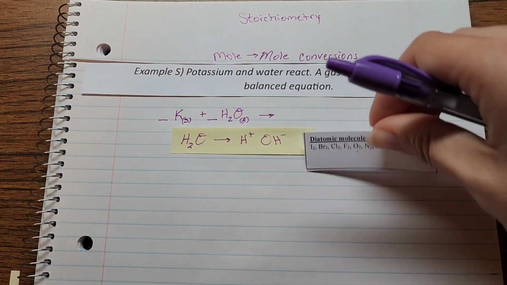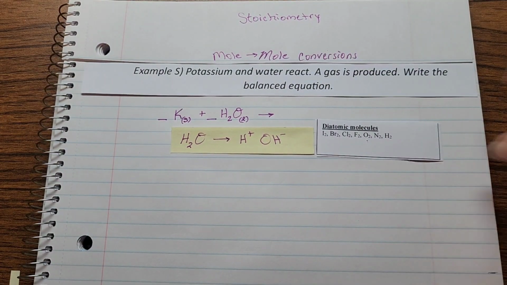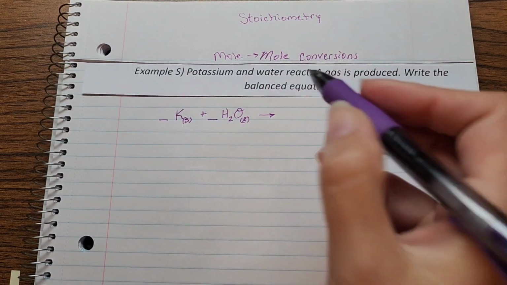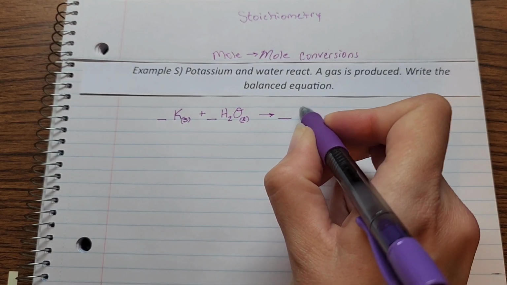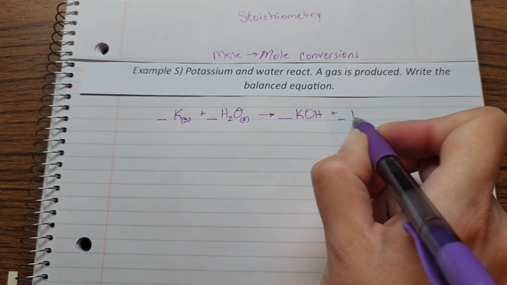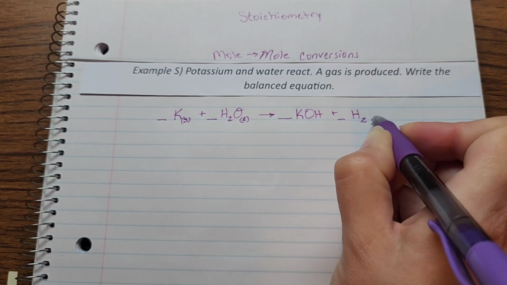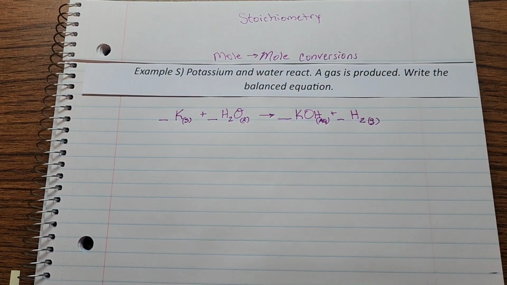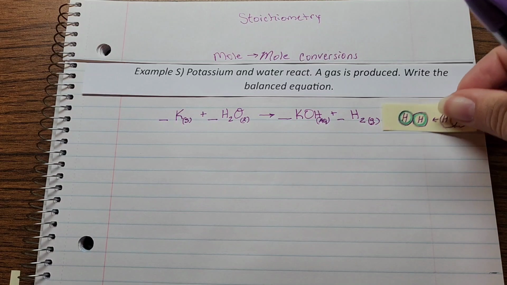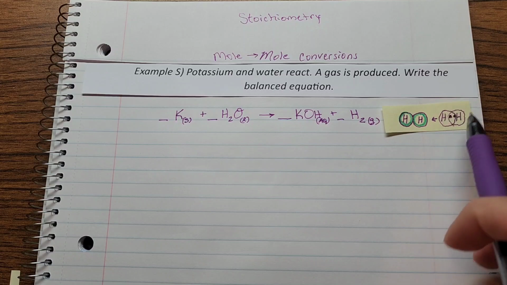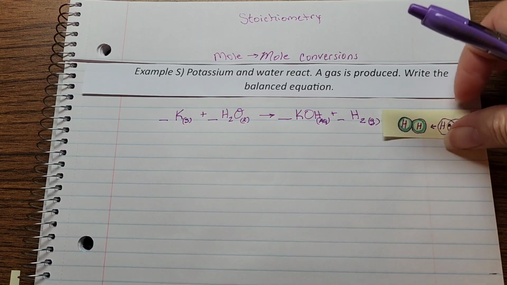Now hydrogen is a diatomic molecule, so that is H2, and hydrogen is a gas. Potassium hydroxide will be aqueous, AQ. Now let's balance this equation. Again, remember that hydrogen is diatomic because it has one valence electron and it shares its valence electron with another hydrogen atom. So that is H2.